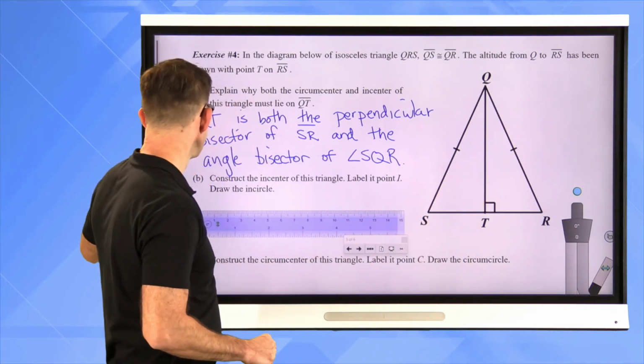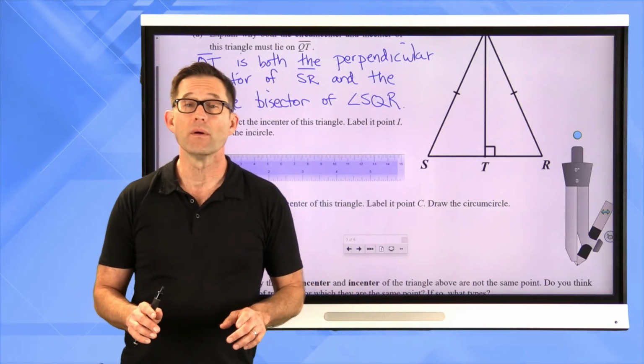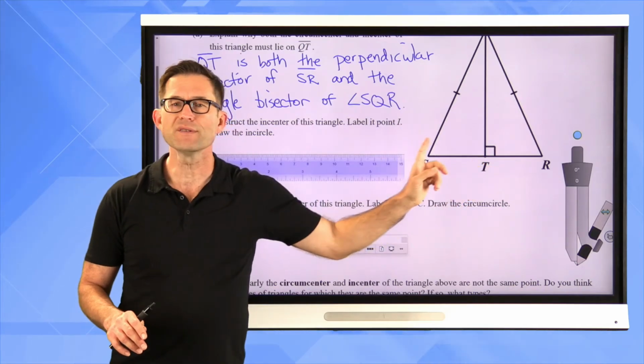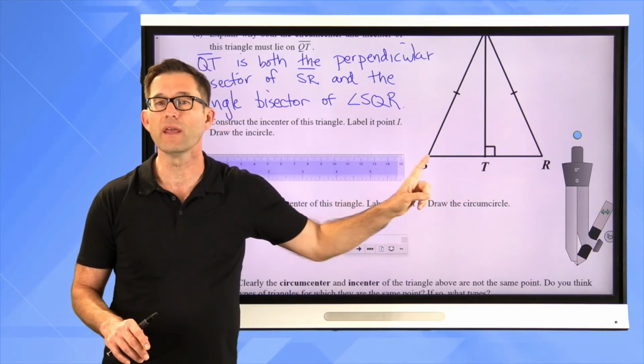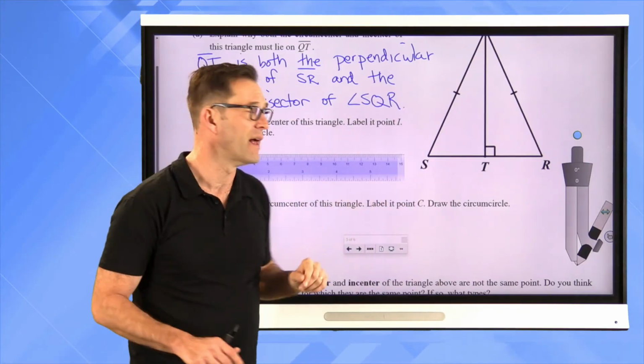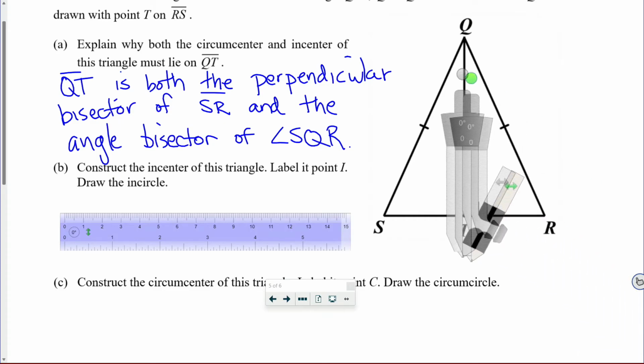Okay. Let's take a look at letter B. Construct the incenter of this triangle, label it point I, draw the incircle. Awesome. Well, since we already know it's on QT, we just need to do the angle bisector of either angle S or angle R. I'm going to do it for angle S. Let's do this together. So let's do the angle bisector of angle S.